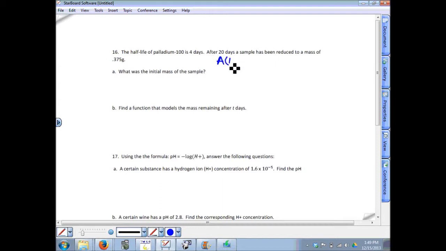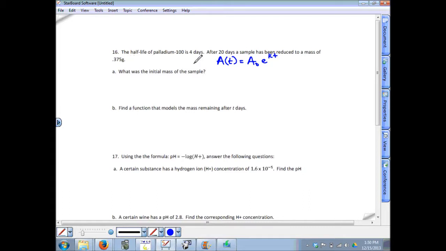This is referring to the function A(t) = A_0 e^(kt). What they're asking for is A_0, this initial mass. Now we don't know this k, which is called the growth factor, but we know that at time equals 20 days there's 0.375 grams.